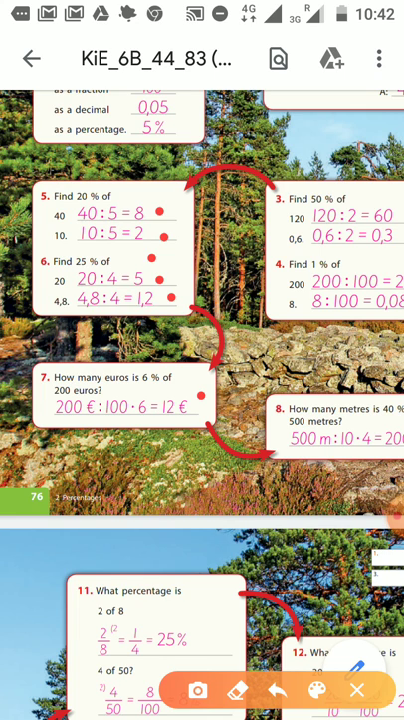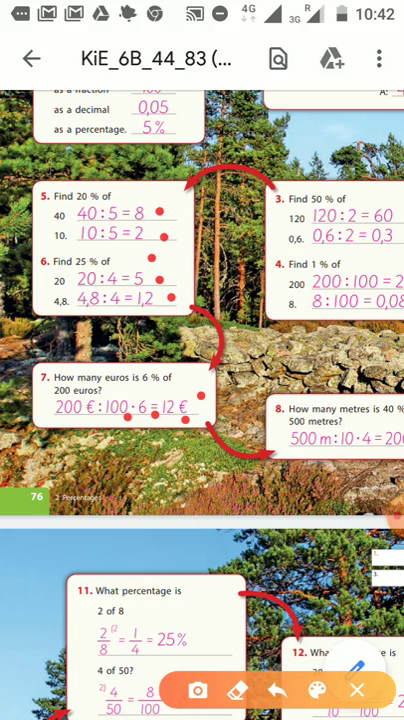How many euros is 6% of 200 euros? What they've done here is find out first what 1% is. When you want to find out 1% of anything, you just divide the number by 100. And then you work it out from there. So here they've kind of halved it. They've got 6 and then they've got 12.